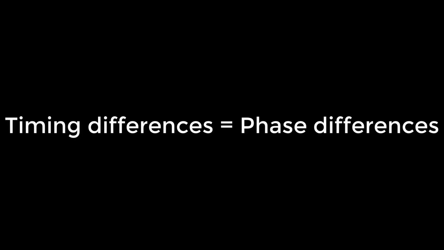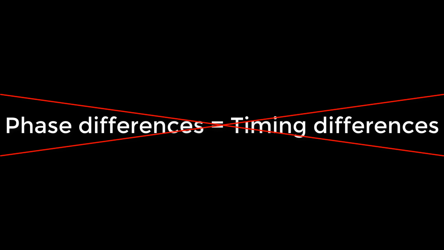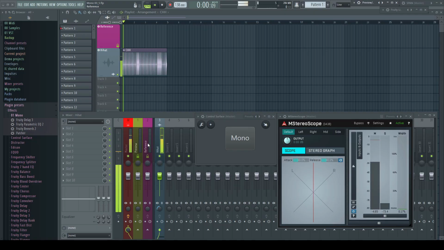All timing differences cause phase differences, but not all phase differences are timing differences. There is another method to play around with the phase without changing the timing of the signal: high pass and low pass filters. We have already seen in my video about EQs that minimal phase filters cause a shift in the phase of the signal.